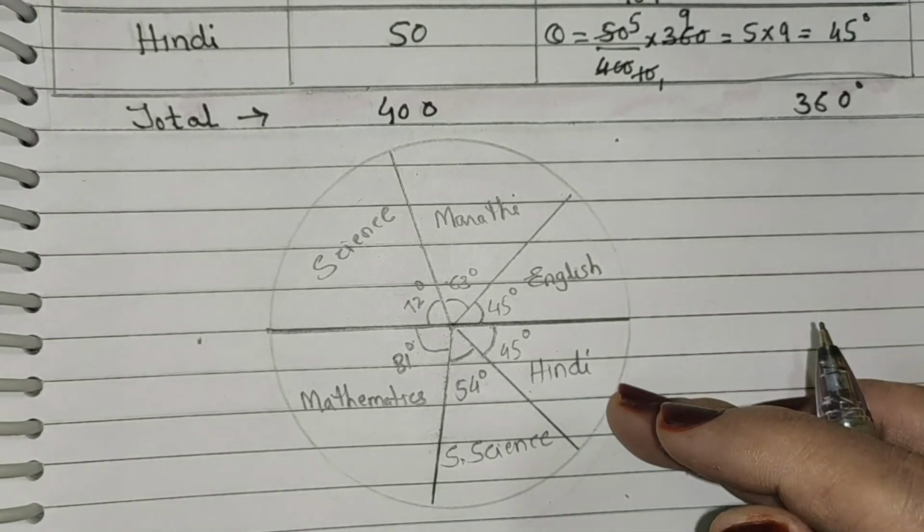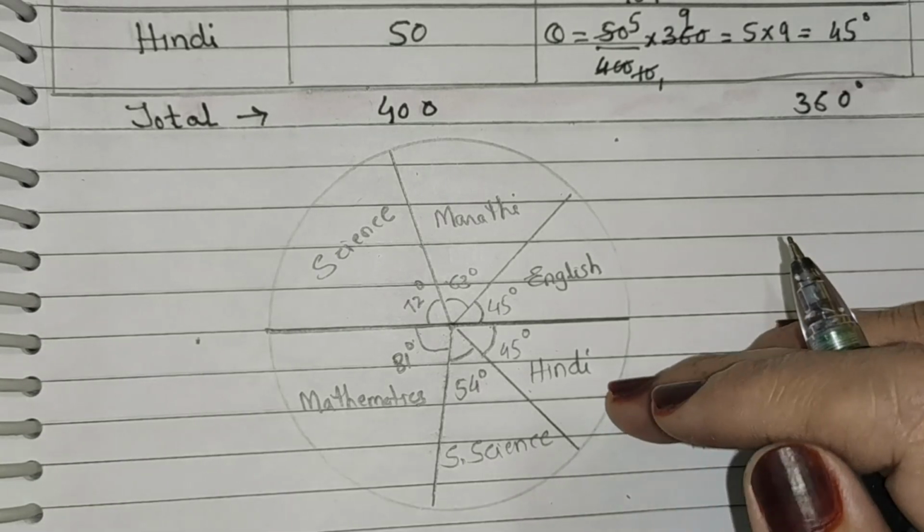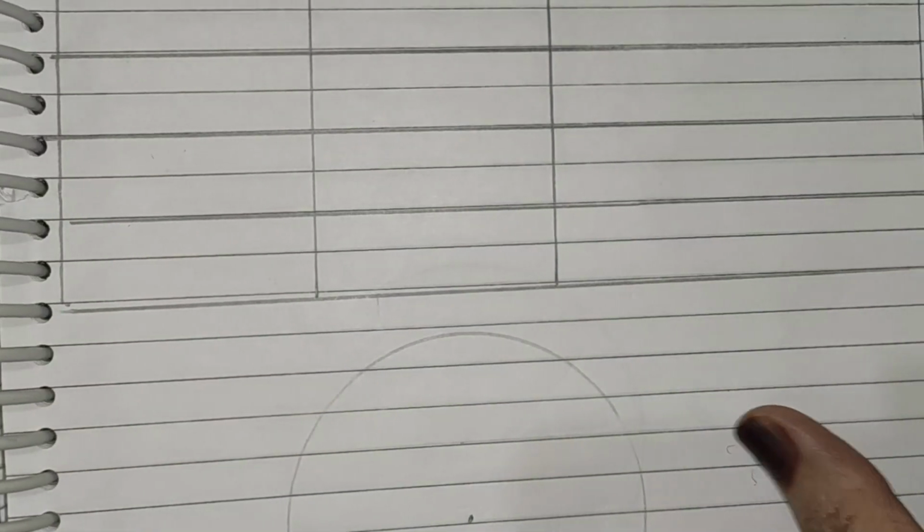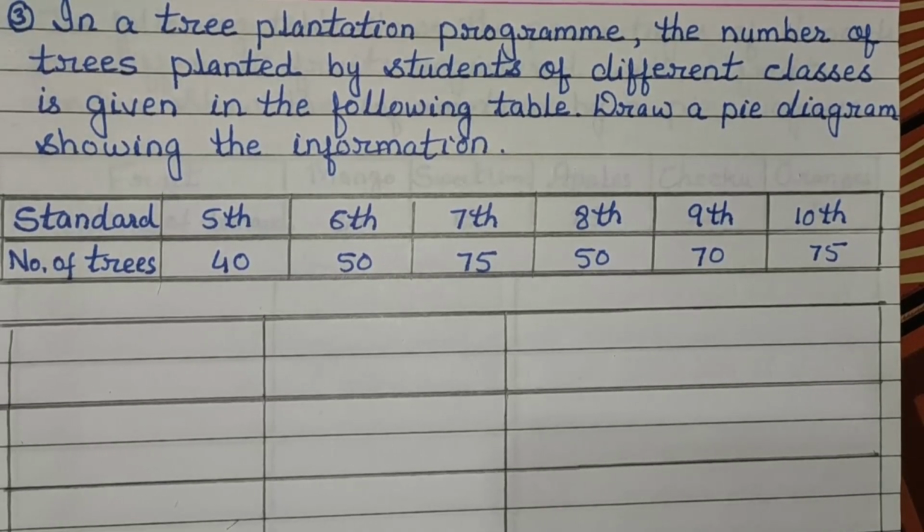Now on the basis of the table the pie diagram is drawn here. Now look at the next third question. Now next question is, in a tree plantation program, the number of trees planted by students of different classes is given in the following table. Draw a pie diagram showing the information.